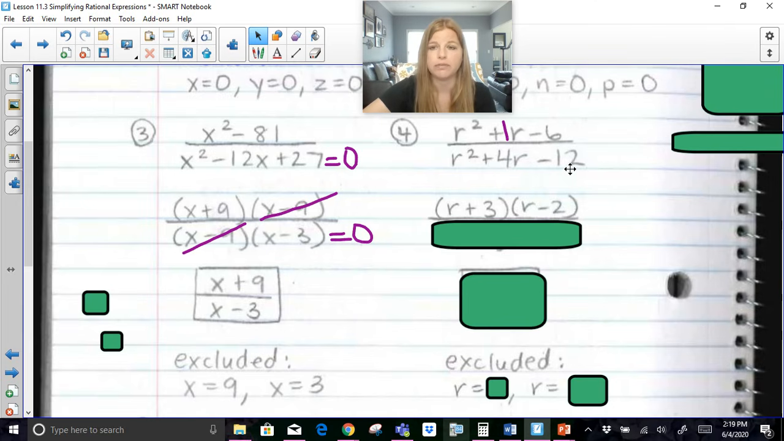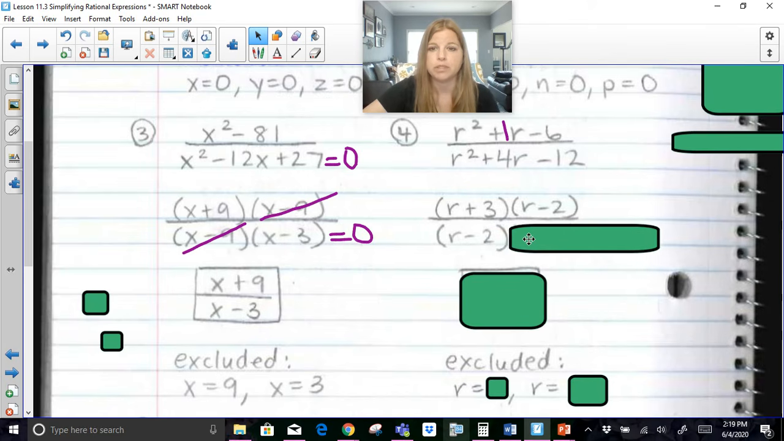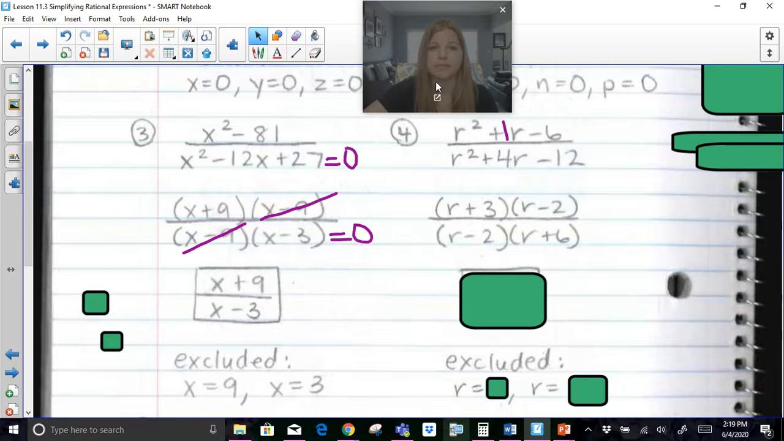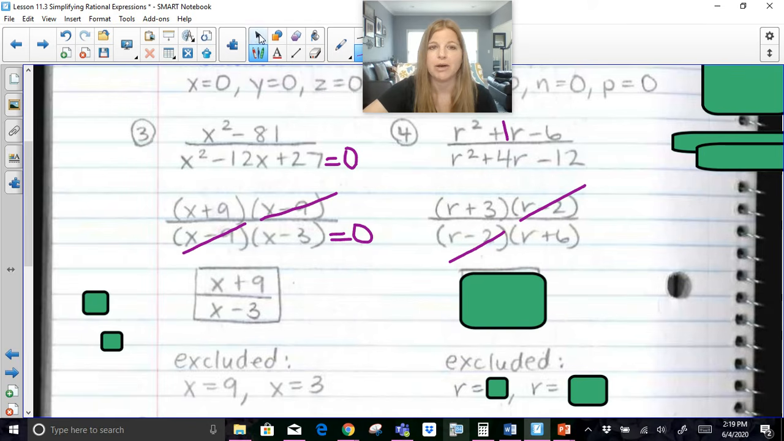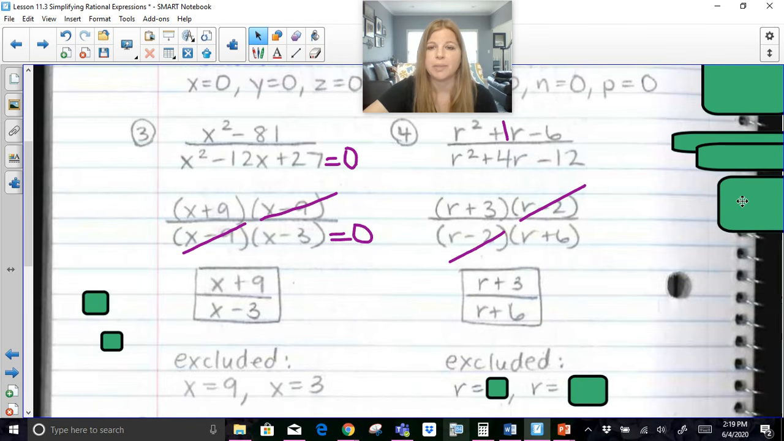Denominator, okay, so 12. We need a 4. So 1 times 12, no. 2 times 6, yes. What kind of 2 and 6 do you need? So you get a positive 4 when you add them up. It should be a negative 2 and a positive 6. You can nicely see what's going to happen here. My r minus 2's are gone. I'm left with r plus 3 over r plus 6.